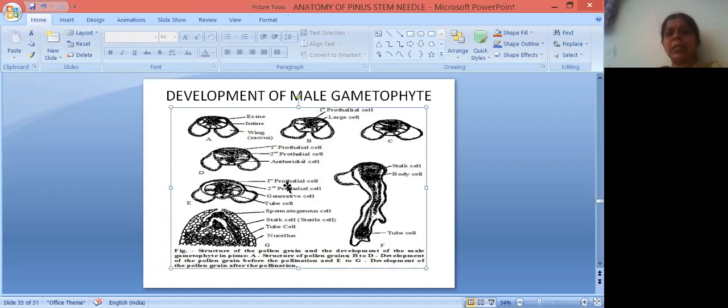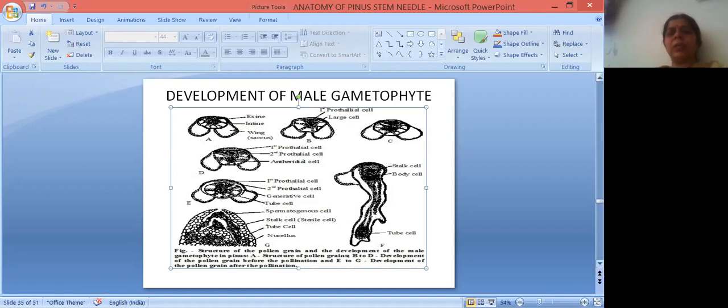This antheridial cell divides once to form the generative cell and the tube cell. The tube cell also has one haploid nucleus that will enter the pollen tube, and the generative cell divides into the stalk cell and the body cell. The body cell is responsible for the production of two male gametes. So here one microspore gives two male gametes. So this is the development of the male gametophyte.